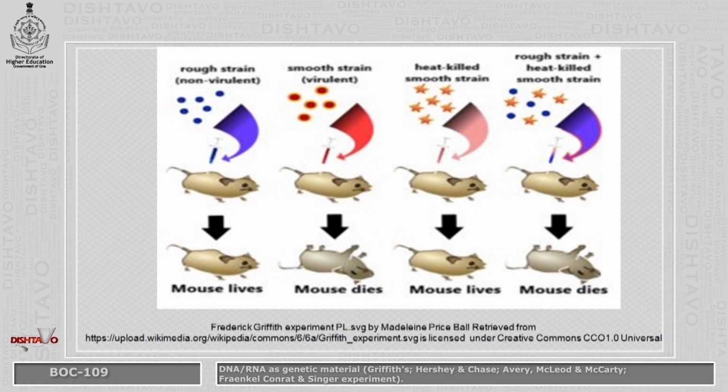So, students, it must have been seen that the mouse lives individually with the rough strain and with the heat killed strain. But he saw an unusual observation. He saw that the mouse dies.